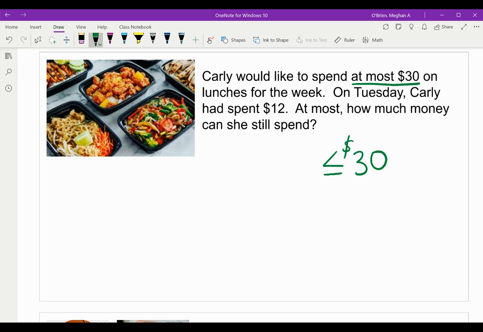On Tuesday, Carly had spent $12. Oh, so that's part of the story. Okay, so she spent $12. And then at most, how much money can she still spend? That's like my unknown. So she spent $12 and she can spend a little bit more, right? And then it just has to be less than or equal to 30. I've taken this word problem and I've broken it down into kind of a story in a way. Each piece, I just took note of it as I read it.